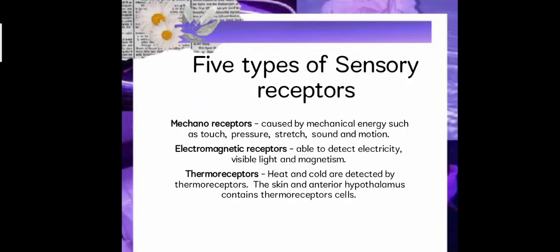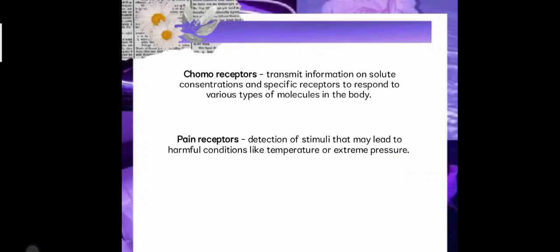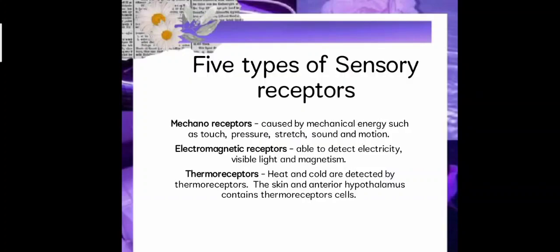There are five types of sensory receptors: the mechanoreceptors, electromagnetic receptors, thermoreceptors, chemoreceptors, and pain receptors. Mechanoreceptors are activated by mechanical energy such as touch, pressure, stretch, sound, and motion. So mechanoreceptors allow animals to feel their environment. The whiskers of cats are very sensitive mechanoreceptors.